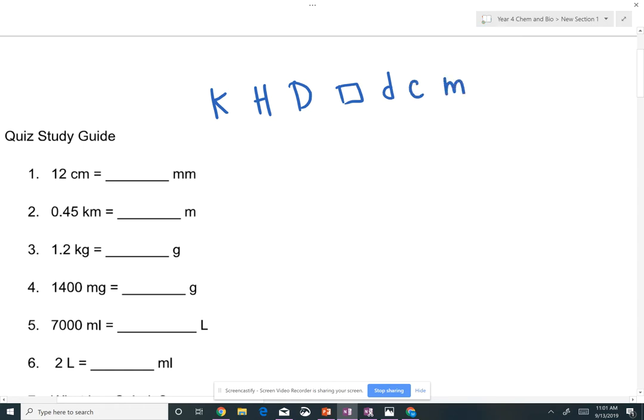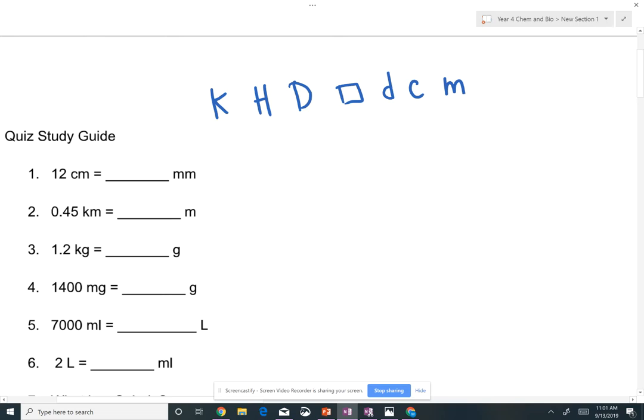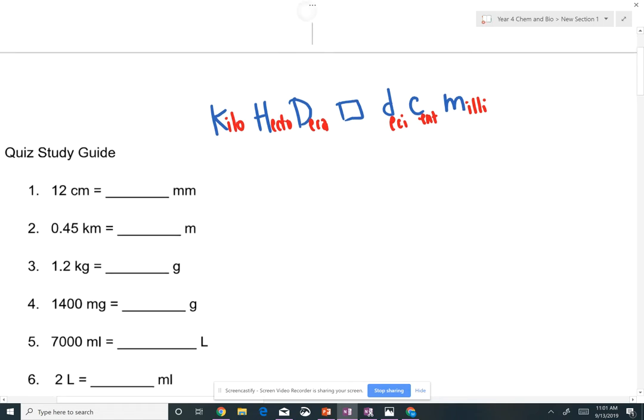Okay, so this is kind of like our measurement scale. This right here stands for kilo, hecto, deca, deci, centi, and milli. Right, so those are our prefixes for each of those things.